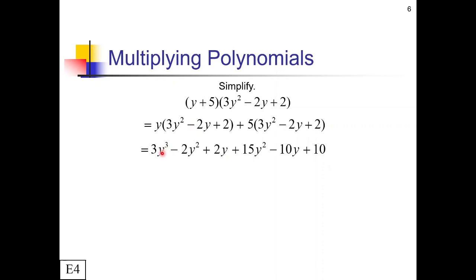3y cubed, there's only one of those y cubed. I should have said y cubed in the first place, so we're just going to keep that the way it is. Here's a y squared, though. Negative 2y squared and 15y squared is going to be 13y squared. And then 2y minus 10y is negative 8y. And then finally we have just a 10 there.